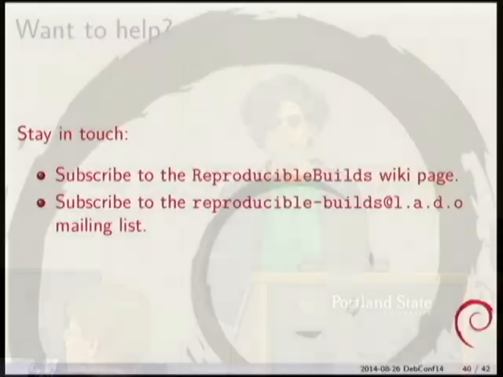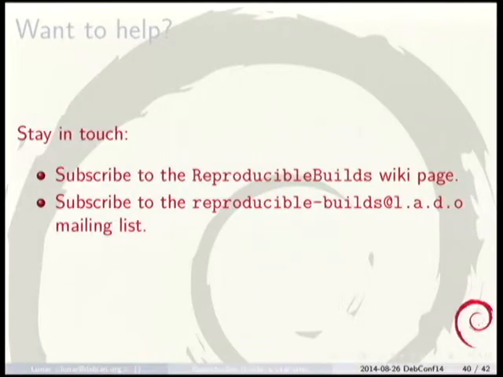During the last hack time, Ashish just told me to do something about reproducible builds. And I've sent a patch to DH Python that took me half an hour to write. So there are a lot of small things that can be done. If you want to stay in touch with the project, there's the reproducible builds wiki page, subscribe to it. And there's also a mailing list.